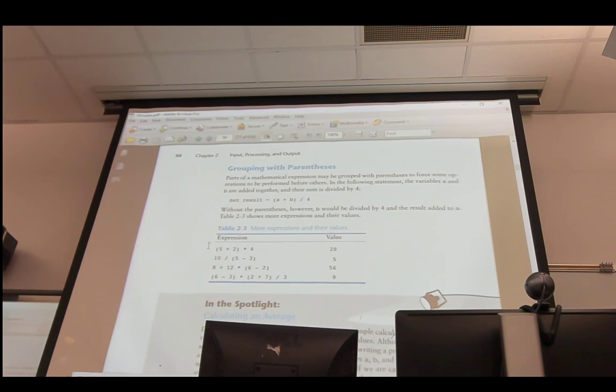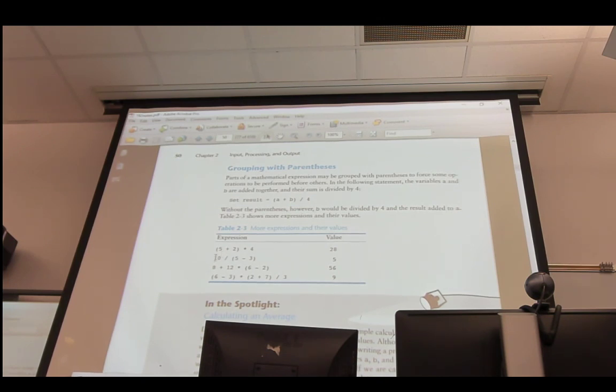5 plus 2 times 4. But now we have a grouping, right? So we have to do what's in the group first and then work outside of the group. So we're going to add 5 and 2, then multiply all of that times 4. Because if I just did 2 times 4, I would get 8, right? Plus 5, that's 13. Correct? Totally different answer, right?